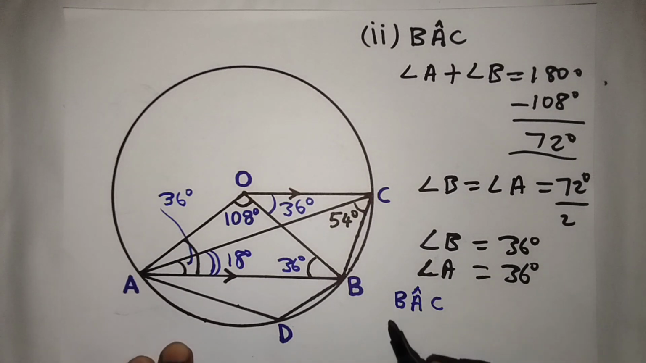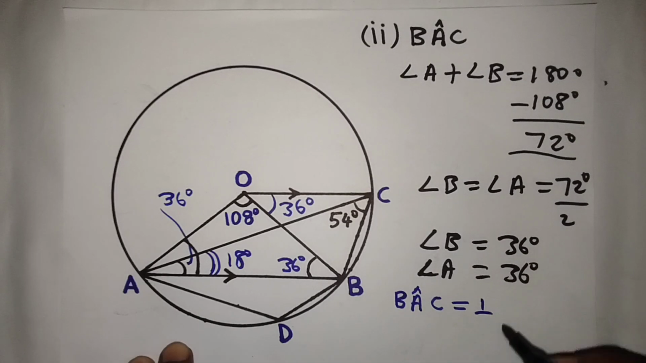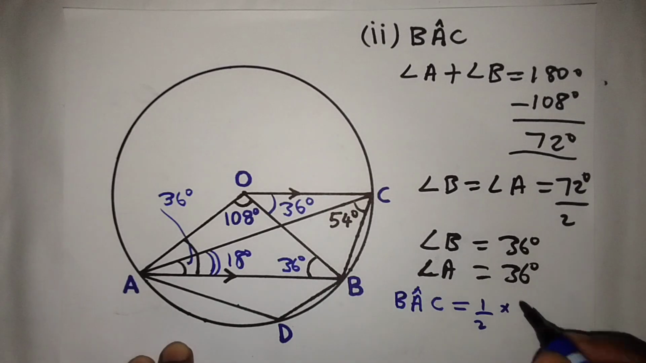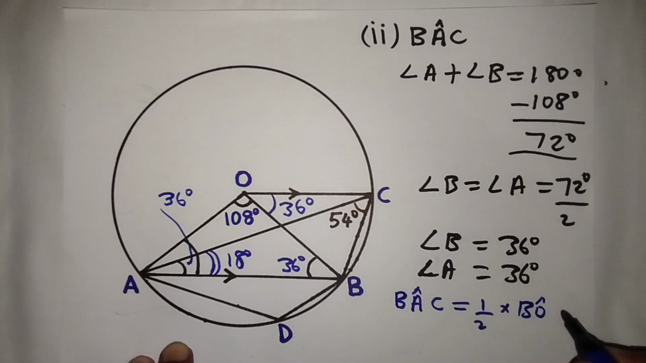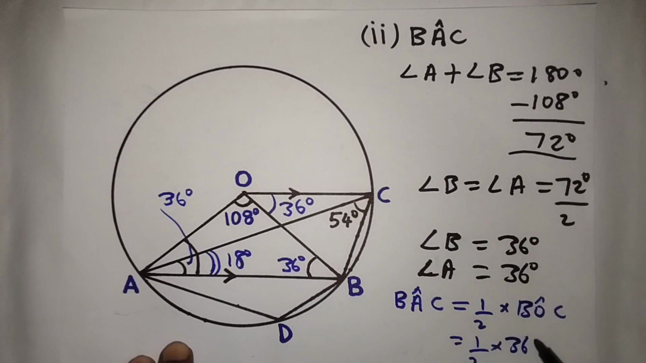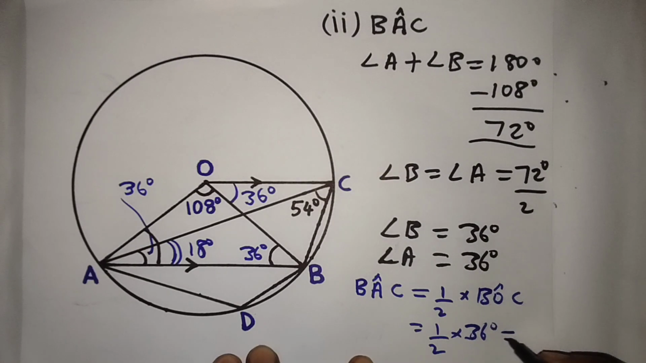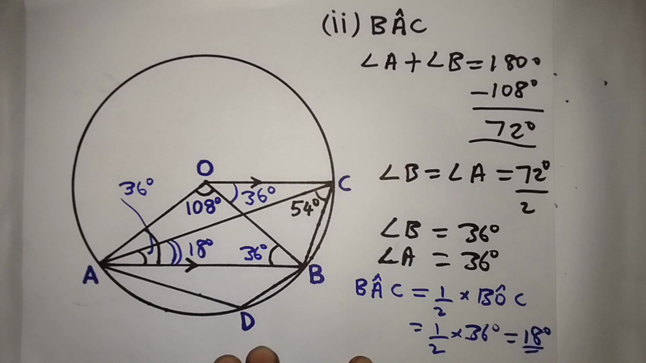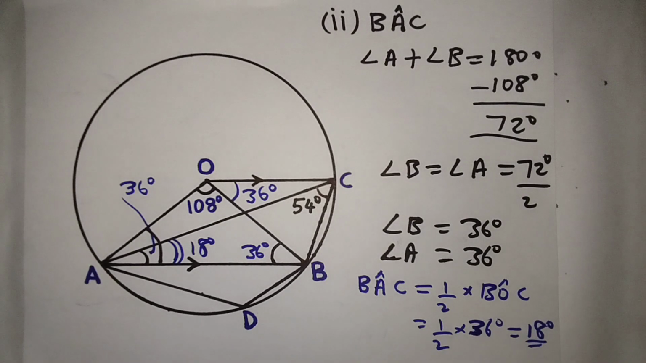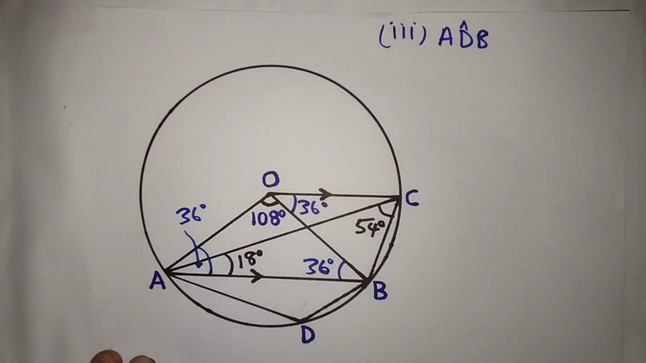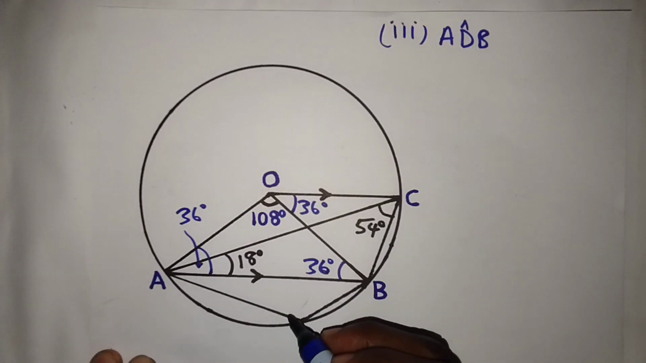Let me write here. So angle BAC equals half of angle BOC, which is half of 36 degrees, and this gives us 18 degrees as the size of angle BAC. Okay, let us proceed. Now we want to find the size of angle ADB. So angle ADB is this one here.